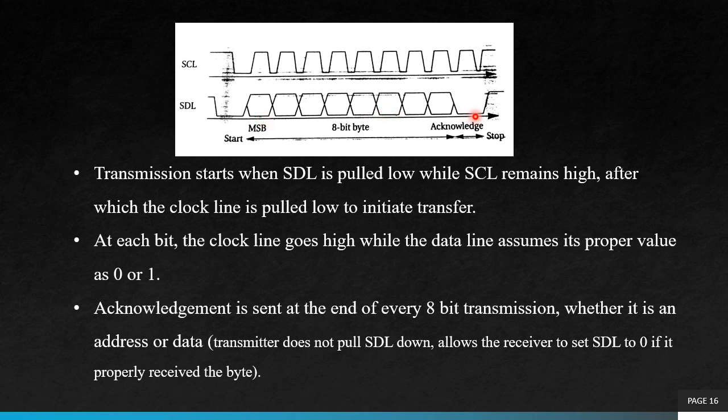Acknowledgement is sent after every 8-bit transmission, no matter whether the 8 bits are an address or data. For acknowledgement, the receiver sets the SDA to 0 if it has properly received the data. After acknowledgement, the SDA has a transition from 0 to 1, that is, it moves to high state, whereas SCL remains in the high state itself.